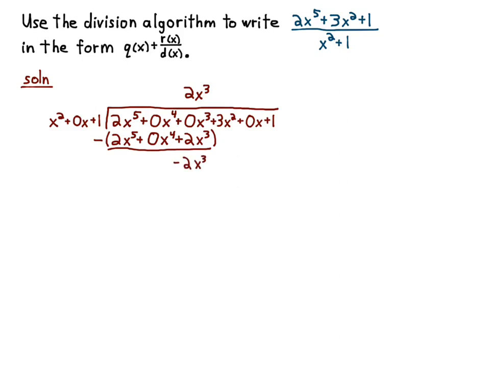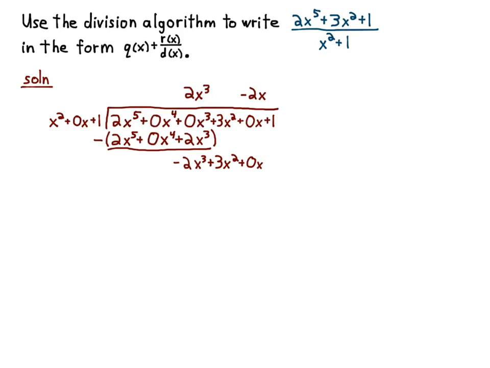Now I need 3 terms because there are 3 terms over here, so I need to bring down 2 more terms. I'll bring down the 3x^2 and the 0x. Now I take the leading term, negative 2x^3 over x^2, which is negative 2x. I'm going to write negative 2x right above this x term.